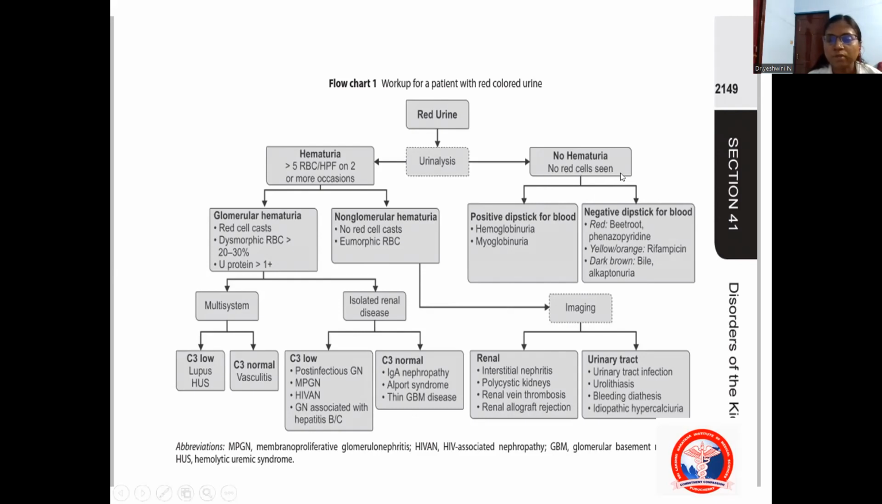Okay, if there is no hematuria, then it could be either the dyes, which are discoloring your urine, or it could be myoglobin or hemoglobin. Do a dipstick. There are no RBCs, dipstick is positive, then think of hemoglobin or myoglobin. Dipstick is negative, then think of the other causes like your dyes, which are discoloring your urine.